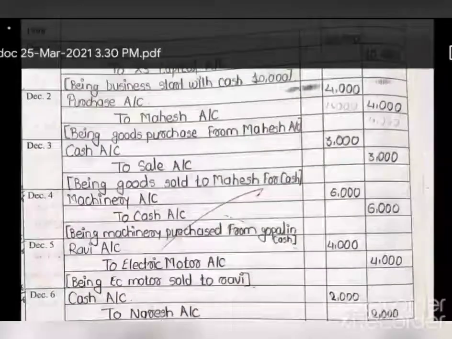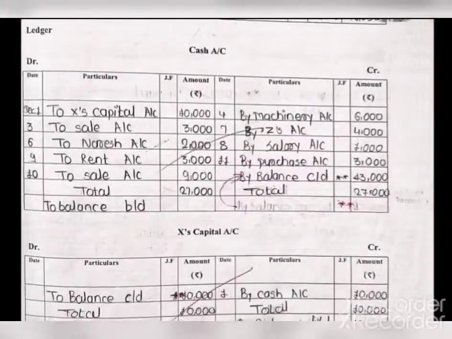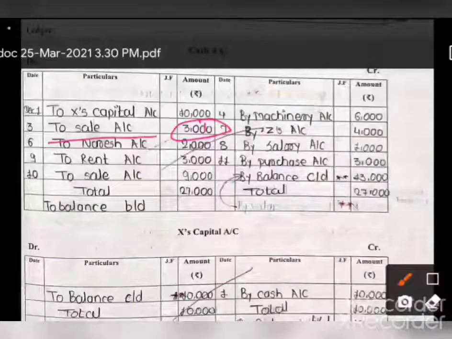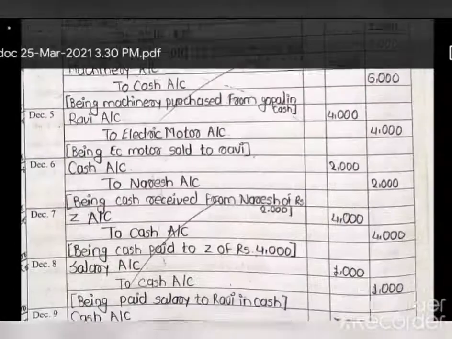On December 3rd, cash account is again debited to sales account. So again we will enter it the same way: cash account debit 3,000 rupees to sales account. The date has to be mentioned. You have to remember to enter the date. Now we'll see the next transaction.